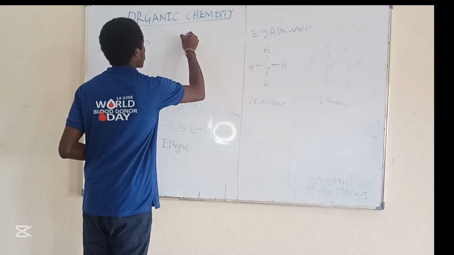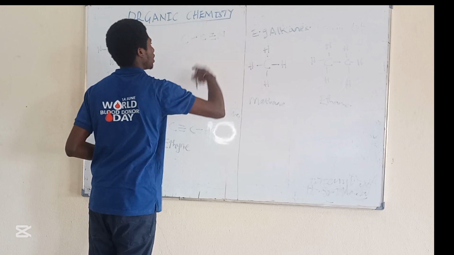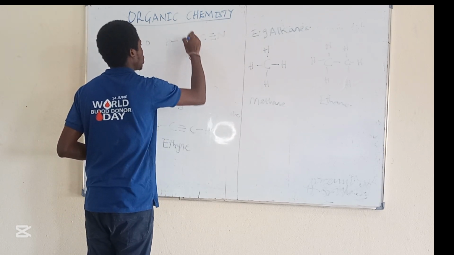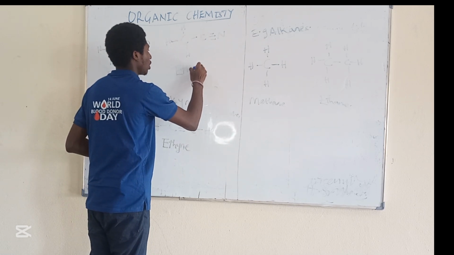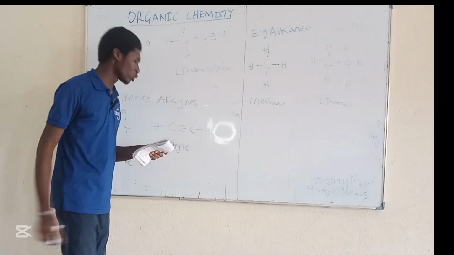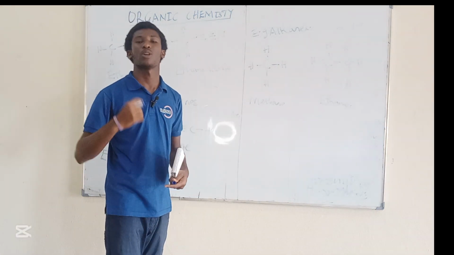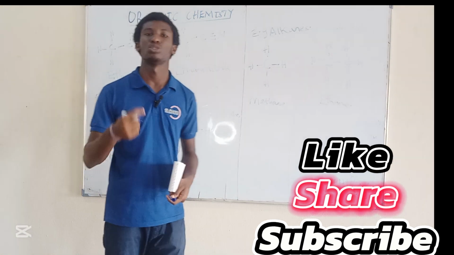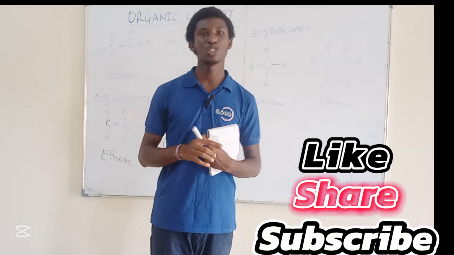Another example is your ethanenitrile. Now we have carbon here, 1, 2, 3, triple bonded to what? Nitrogen. And we have hydrogen, hydrogen, and hydrogen. And this is what we call ethanenitrile. Because it is triple bonded to the atom of another element, this is also referred to as an unsaturated organic compound.